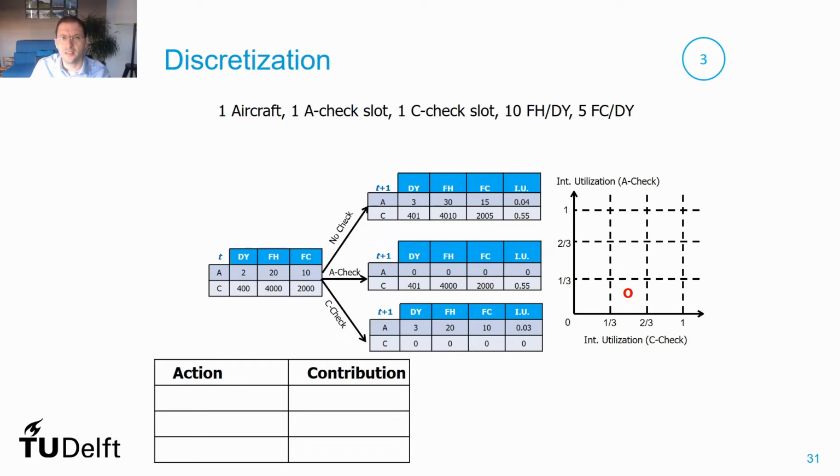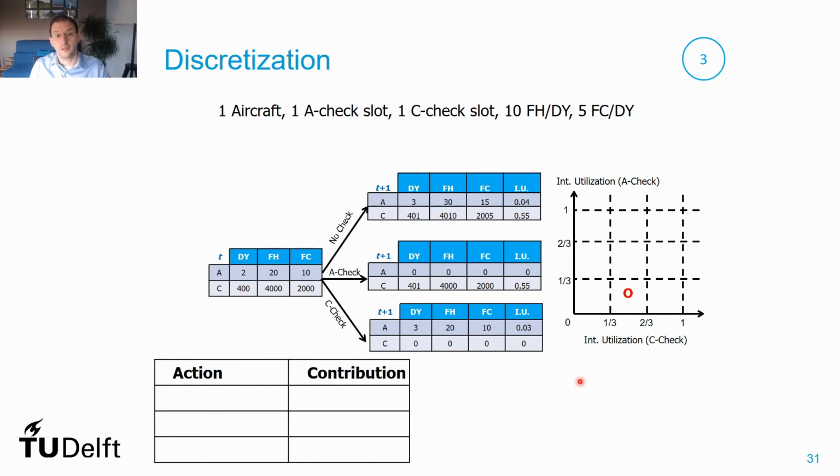So let's see how we did this discretization in the case that again we do have one aircraft, one A check slot and one C check slot, 10 flight hours and 5 flight cycles if we use the aircraft. And for that aircraft in my fleet, if I am in a particular state, I have 3 possible actions as we have seen: no check, A check and C check. And if I opt not to do any check, I have to update the usage parameters regarding the A check and C check, and I can compute the interval usage.